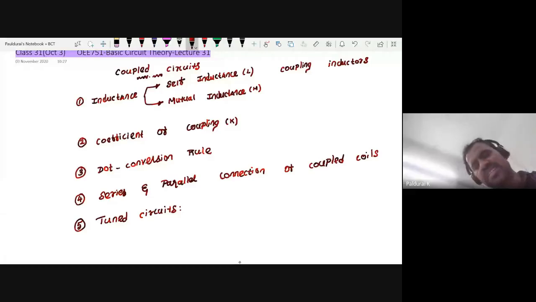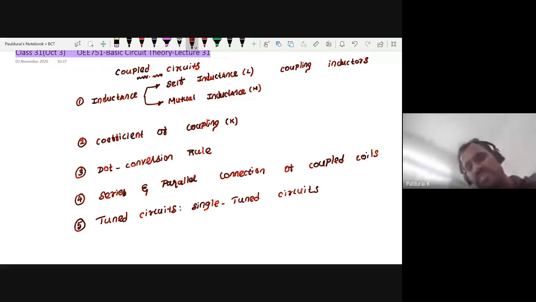We have two types of tuned circuits: single tuned circuit and double tuned circuits. But in your syllabus, you have only single tuned circuit. I will teach you what a double tuned circuit is, just for your knowledge; it won't take more than 2 minutes. Then only you can understand the purpose of single tuned, its drawback, and why we move to double tuned. These are the 5 topics we want to discuss.